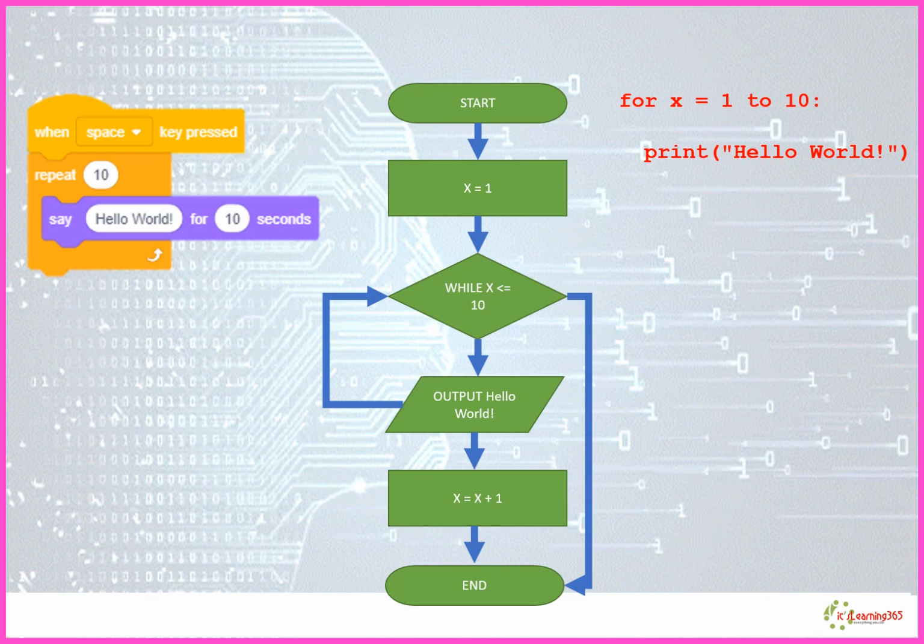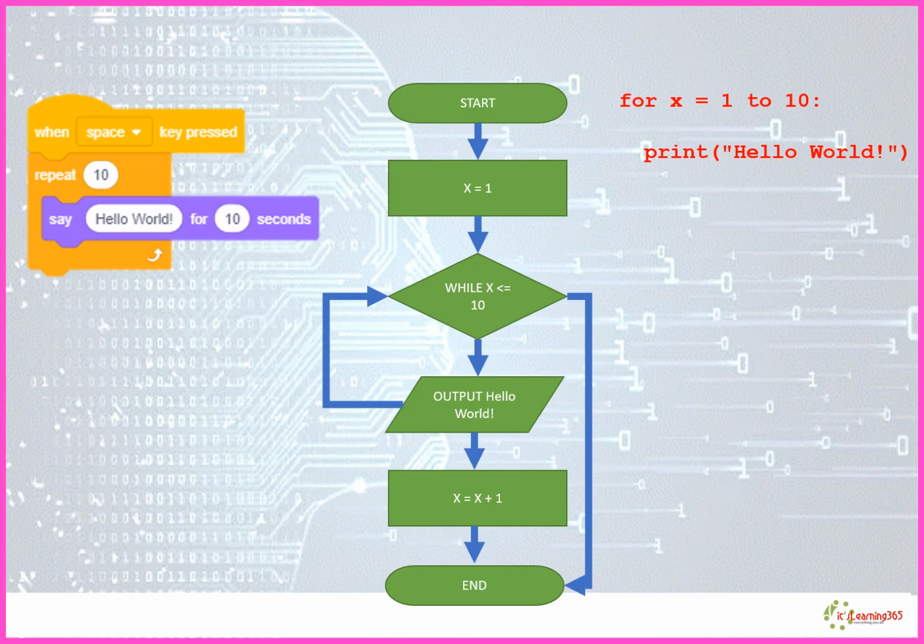If we look at the Scratch blocks first of all, the iteration is set to repeat 10 times. And each time it goes through the iteration, it's going to print the words "Hello World" on the screen. On the flowcharts, I've created a counter called X and I've set it to be equal to 1. This is the start of my counting for my iteration. I've then got my check while X is less than or equal to 10. Output the words "Hello World."